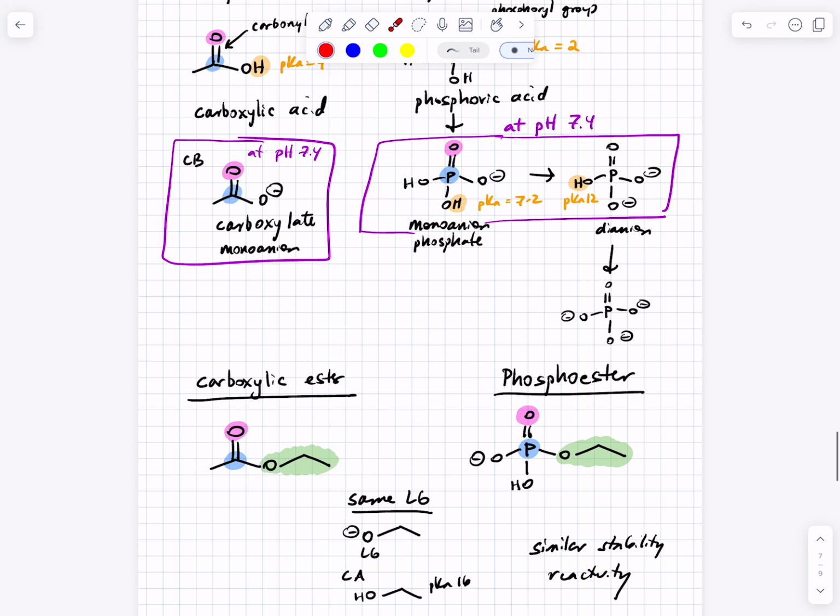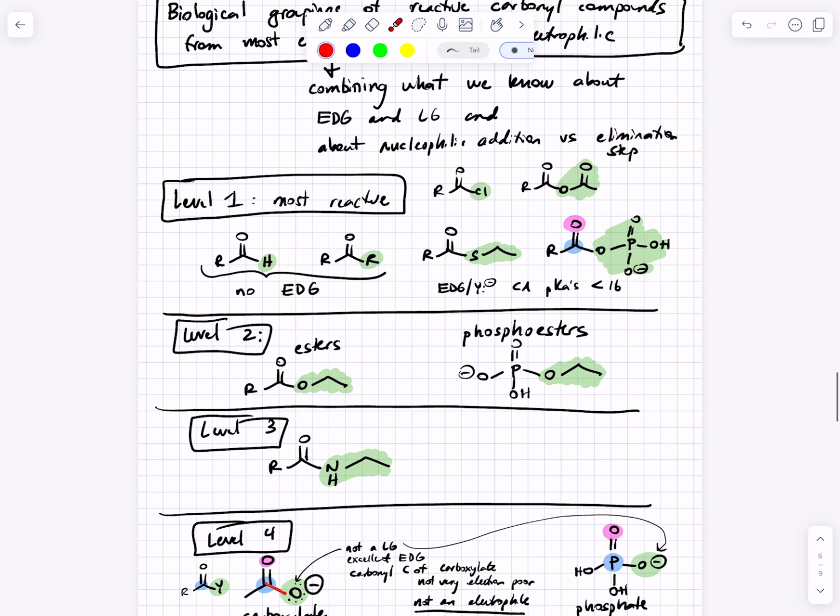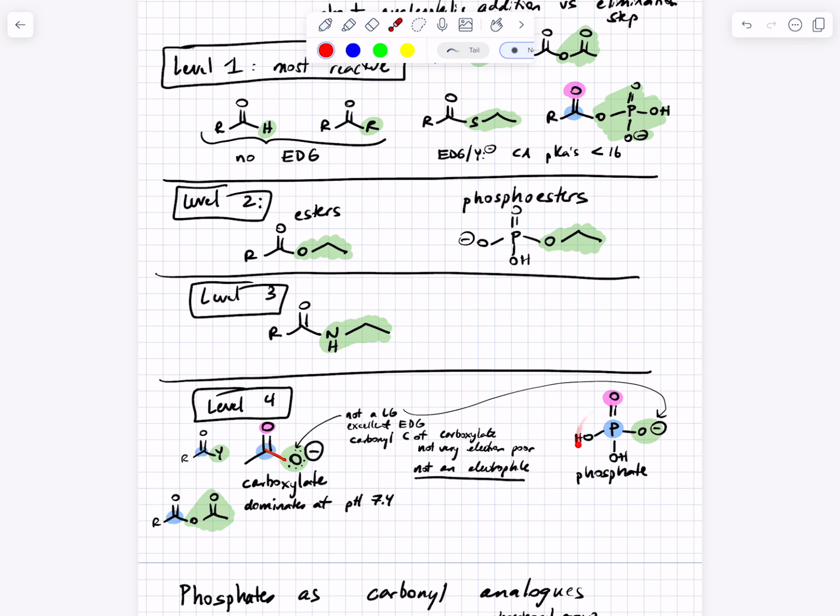We said that a carboxylic ester looks like this. A phosphoester is where one of the OHs of phosphoric acid has been replaced with an OR group. They're similar in stability and reactivity because of the identity of the leaving group and its electron donating properties. So we put the phosphoester here. We also put phosphate here because it's similar to the carboxylate.